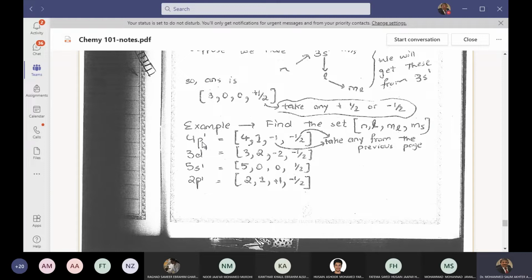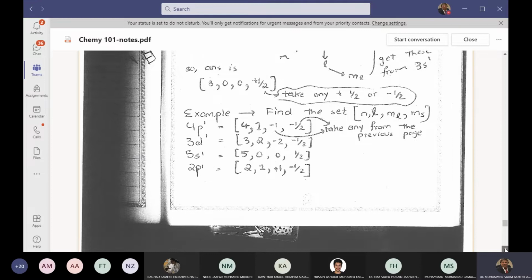You like 0, you like plus 1, no problem. Similarly, 3D: I have 3 because n is equal to 3, and for D, L is equal to 2. And I have 5 values, 5 boxes: minus 2, minus 1, 0, plus 1, plus 2. I choose minus 2. If you don't like minus 2, write down minus 1 anywhere. This is what you have.